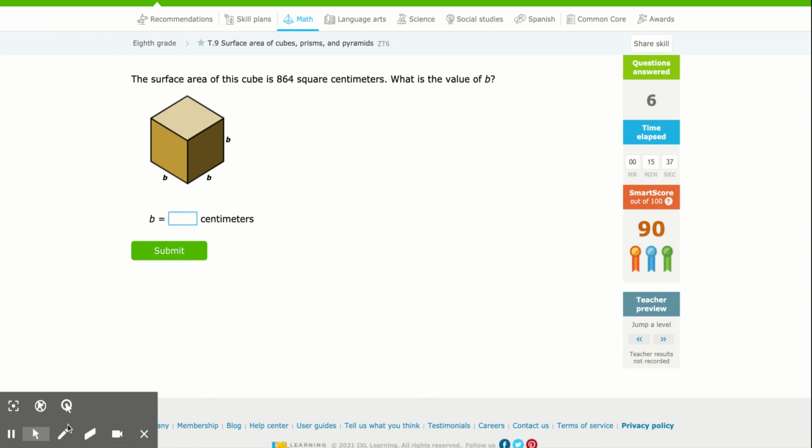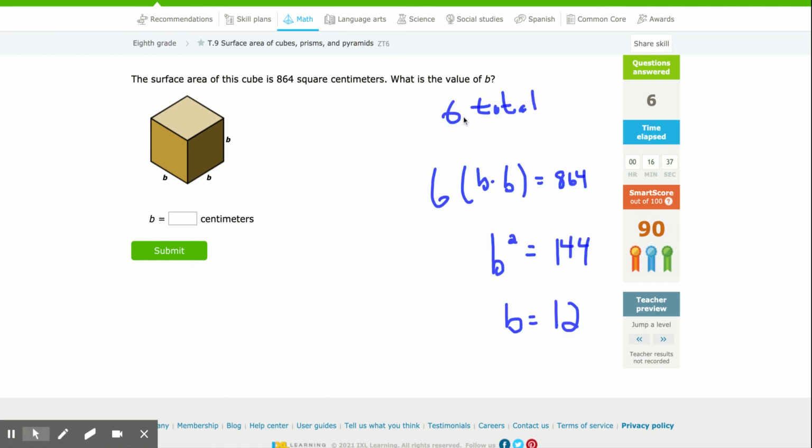We're working backwards. Let's do this one one time with you so you can see how to do this. Basically, we work backwards. There's still a total of 6 sides. Each side is a square, luckily, which is a base times a height, which is b times b. So we have 6 times b squared equals the total surface area of 864. Divide the 6 over. I divided 864 by 6 to get b squared equals 144. Take the square root, and we find out the side length is 12.